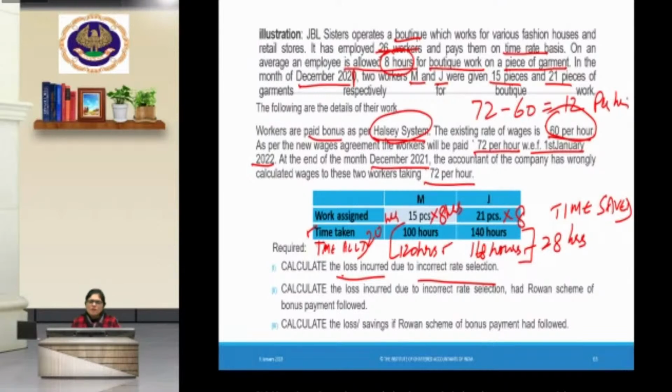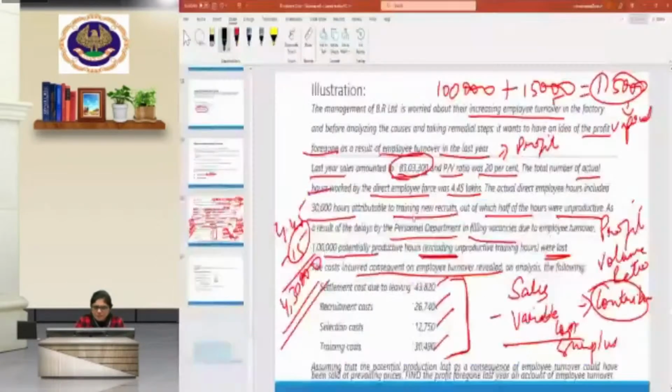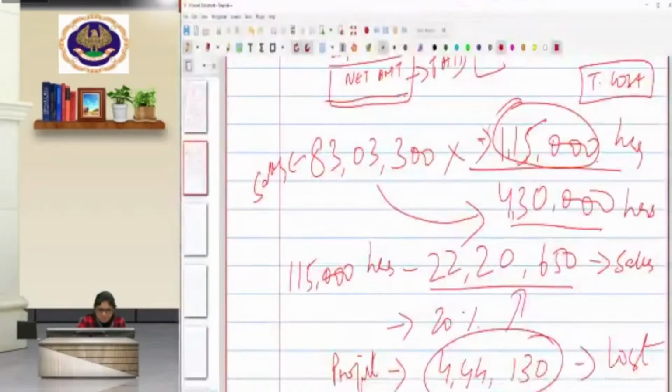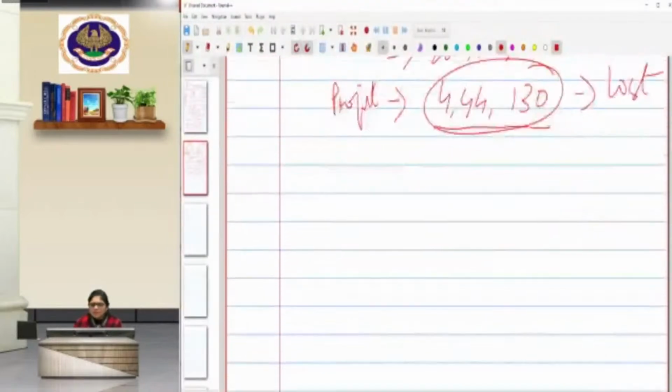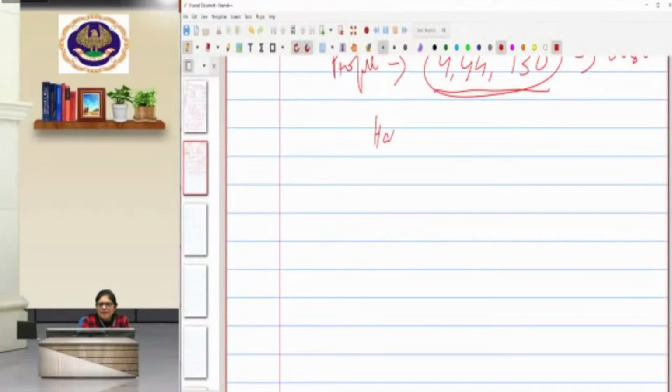Clear? So you have to calculate the earnings as per the Halsey plan. So 120 hours, 168 hours. This is all the information. Let us try to do it. So, Halsey plan. Now for M and for J, it should be 60, but they have calculated as per 72. So 12 per hour is the difference.